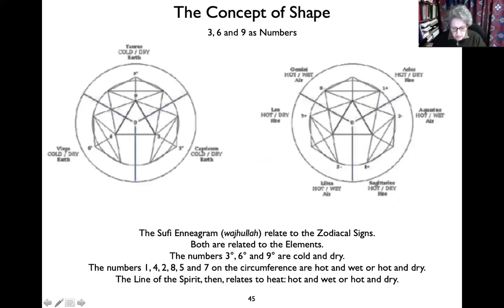Now we're looking at the numbers 3, 6, and 9, and this Sufi Enneagram relates to the zodiacal signs. Both are related to the elements. The numbers 3, 6, and 9 are cold and dry. The numbers 1, 2, 4, 8, 5, and 7 on the circumference are hot and wet or hot and dry. The line of the spirit then relates to heat. When it connects these, it's connecting the hot elements of what these numbers represent, whereas the 3, 6, and 9 are the cold elements, cold and dry.